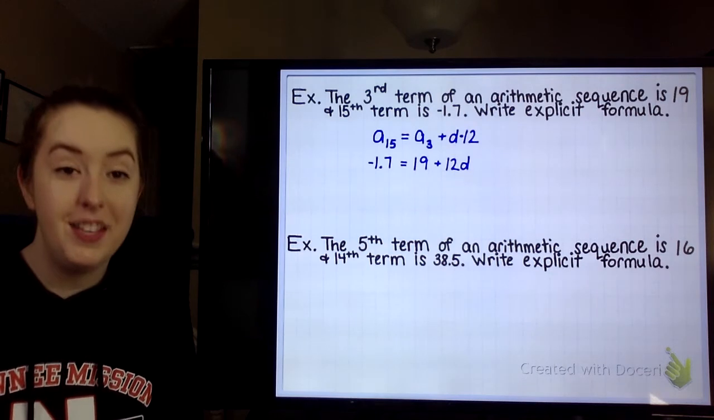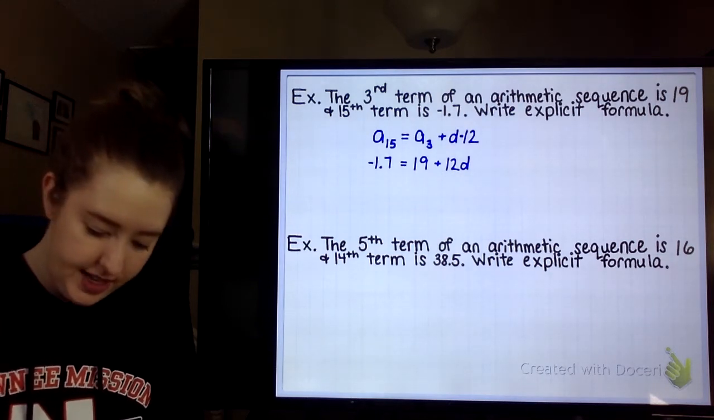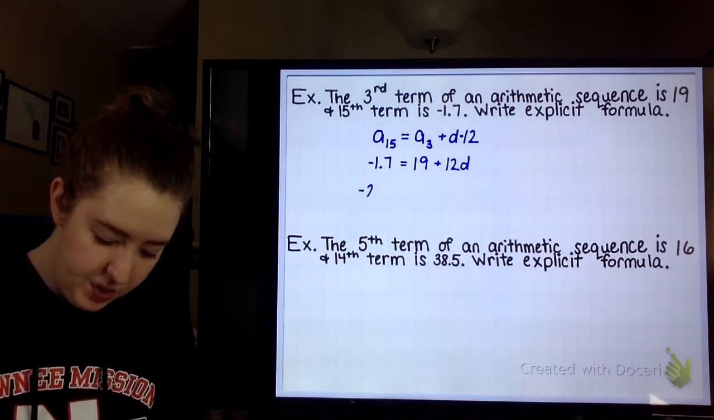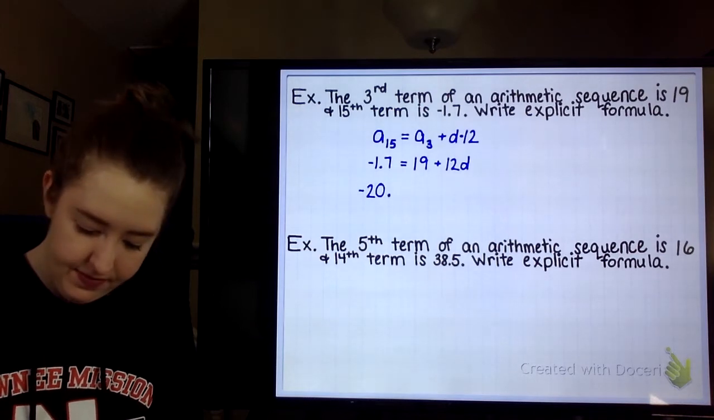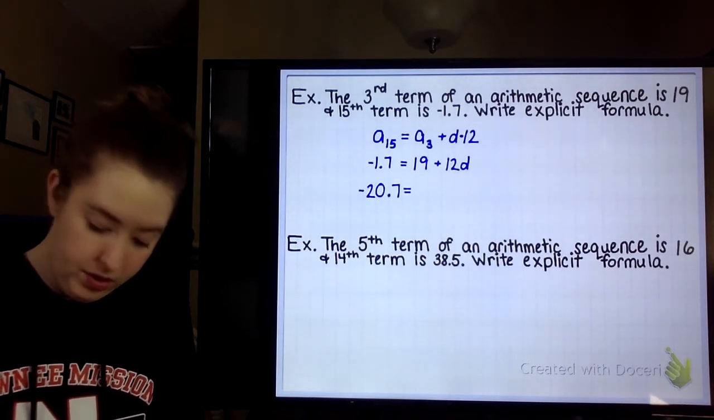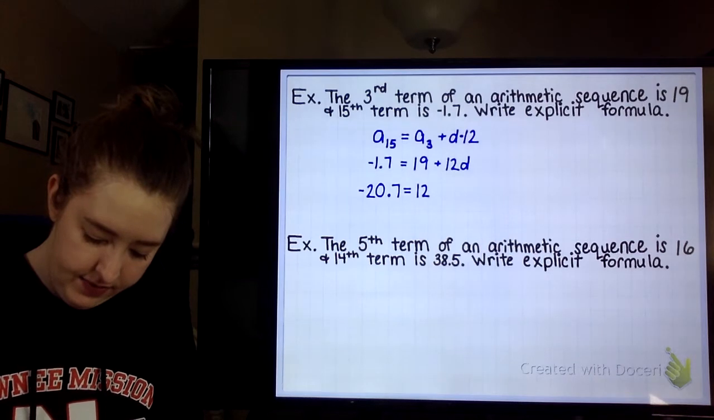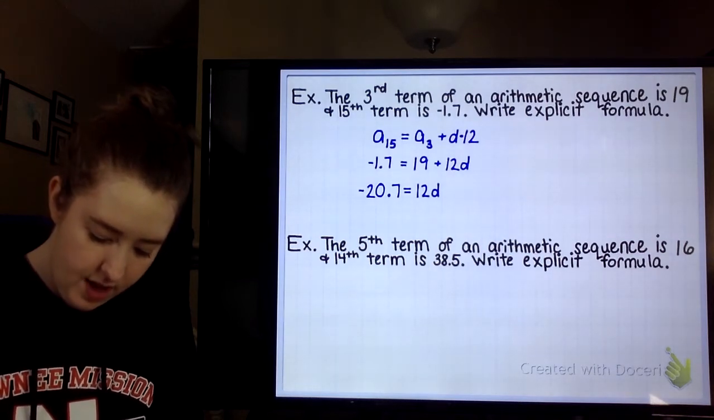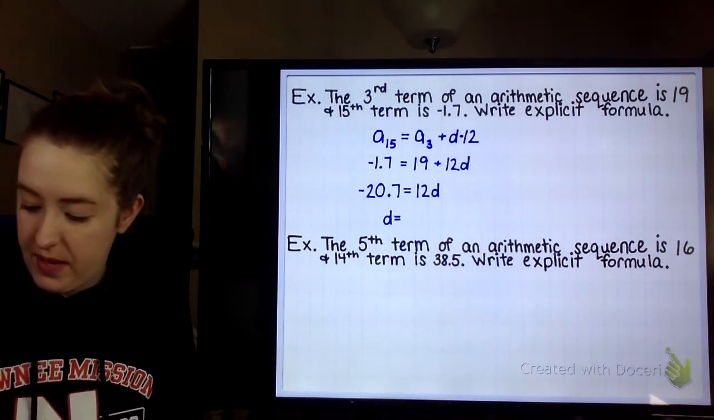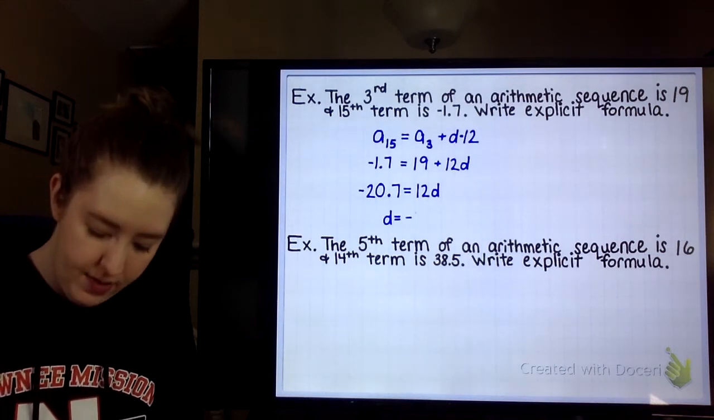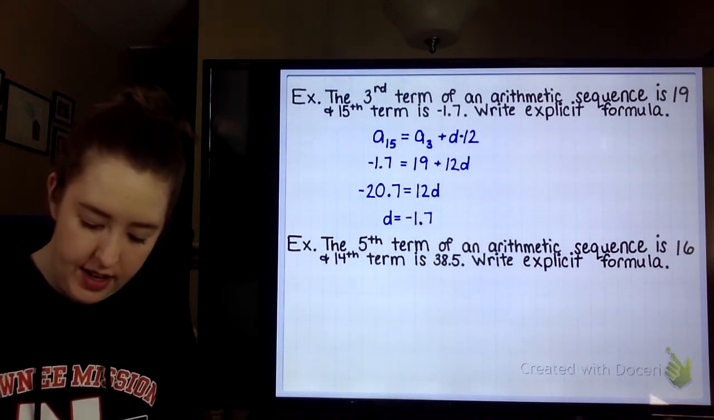All right, so the next thing we have to do is subtract 19 on both sides. So that will give me negative 20.7 equals 12d. And when we divide both sides by 12, we're going to end up with negative 1.725.